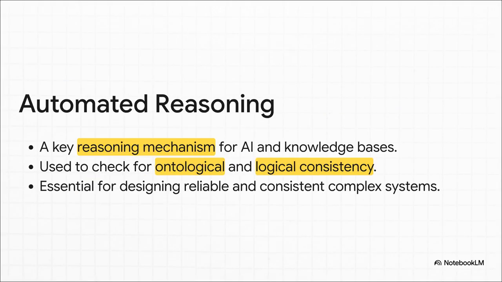Here's the bottom line. Modal logic is a game changer for automated reasoning. I mean, think about it. If you have a giant AI model with a knowledge base the size of a library, how do you make sure it's not contradicting itself? How do you verify that it's all logically sound? Well, you use these formal systems to check for consistency. It's what helps us make sure these complex AIs are reliable and don't go off the rails.